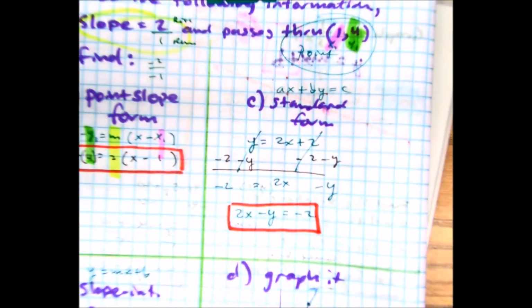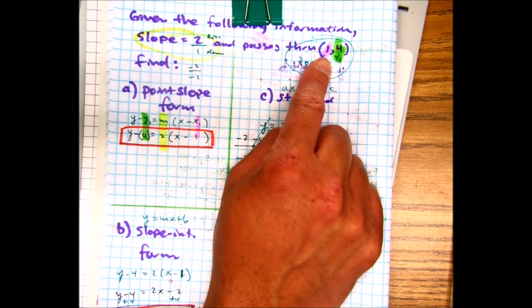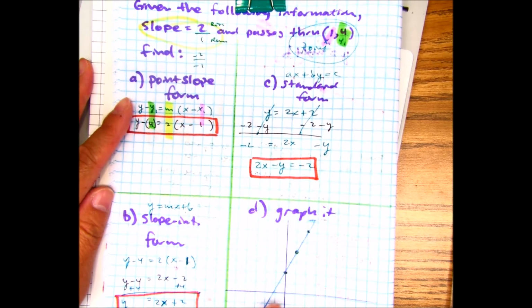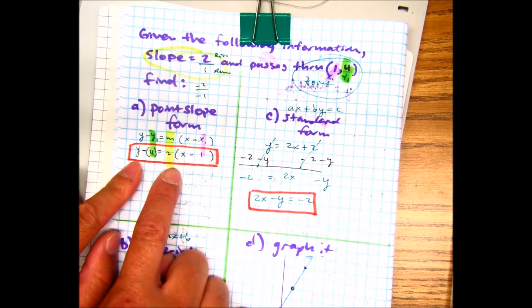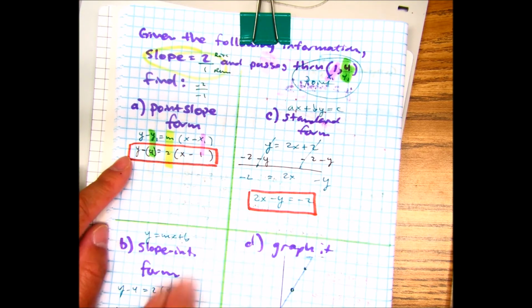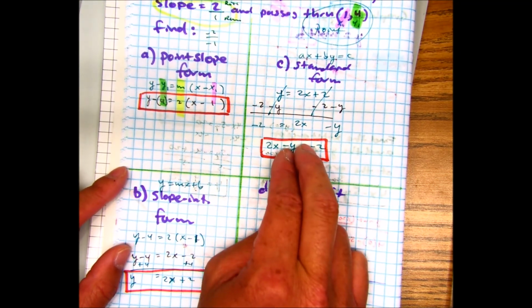So let's review what we did in this problem. We were given the slope and it passes through a point. You could have just graphed it right away. Because I have the slope and a point, I would start here at point-slope form, distribute to get slope-intercept form, get the x's and y's on one side, and get to standard form.